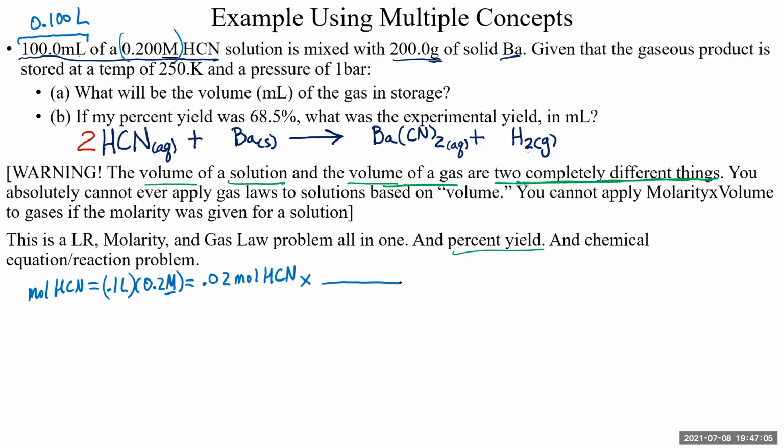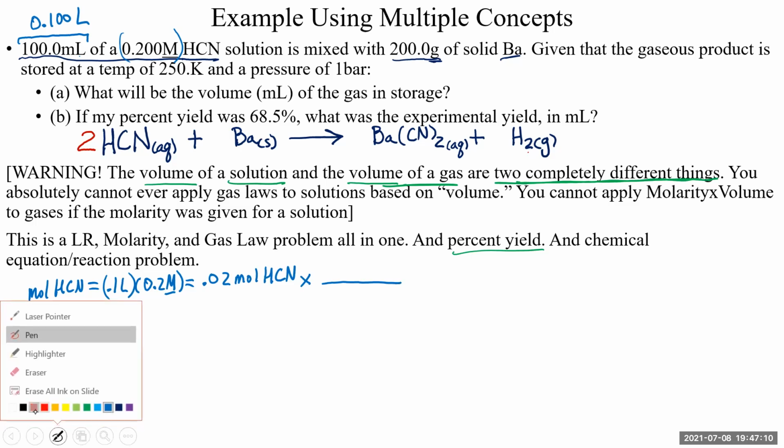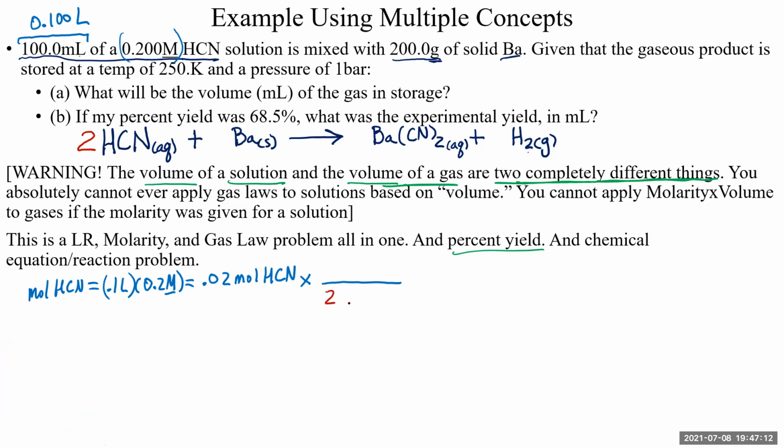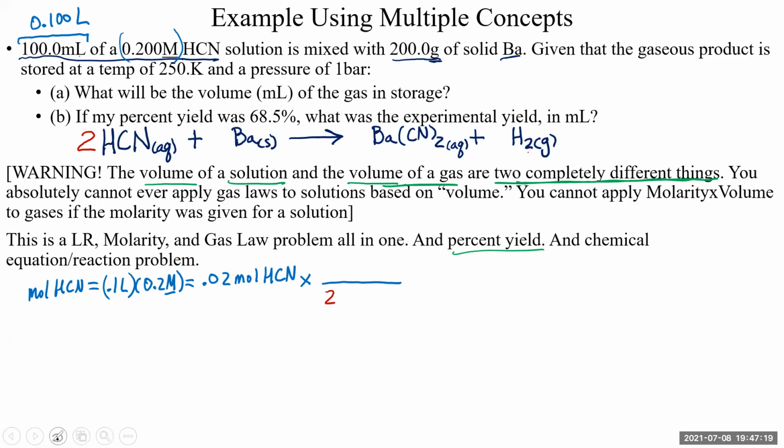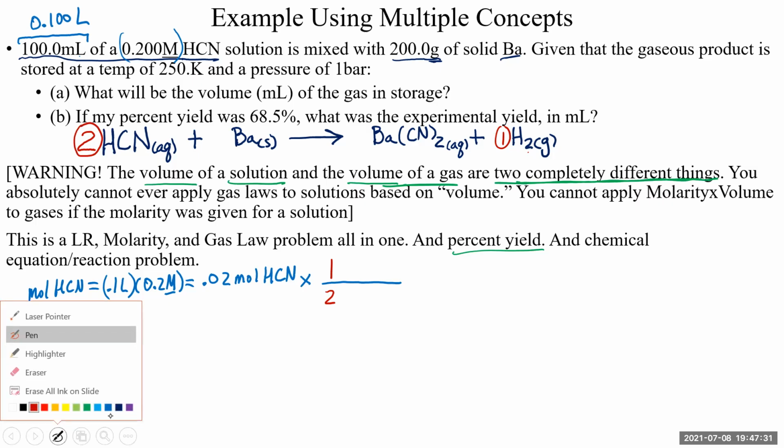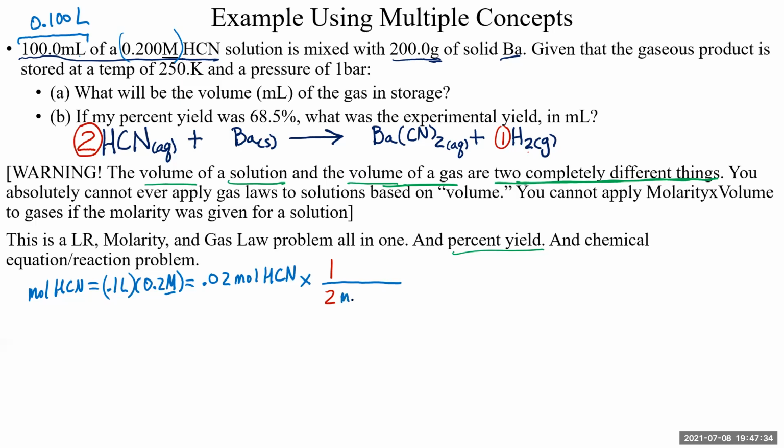Okay, so 0.02 moles of HCN. We know from the chemical equation that it's 2 moles of HCN to every 1 mole of hydrogen. Whoops, sorry about that. Every 1 mole of hydrogen gas. That's our 2:1 ratio. You can see it right there. That's where we use the chemical equation. So 2 moles of HCN to every 1 mole of hydrogen gas.